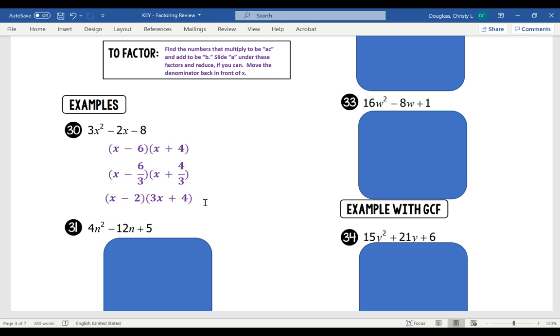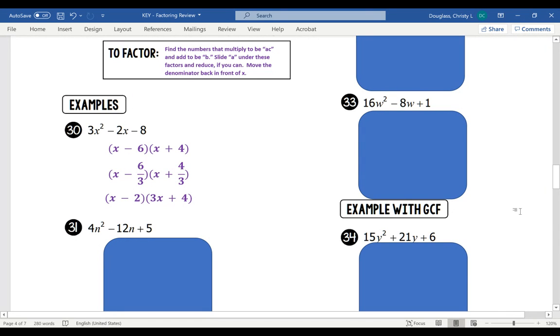And so 3x squared minus 2x minus 8 can be factored into x minus 2 times 3x plus 4. If you want to double check, you could multiply this binomial times this binomial and simplify, and you will end up with the trinomial that we started with. It's going to be very important in your mathematical career moving forward that you're able to factor these fairly quickly.